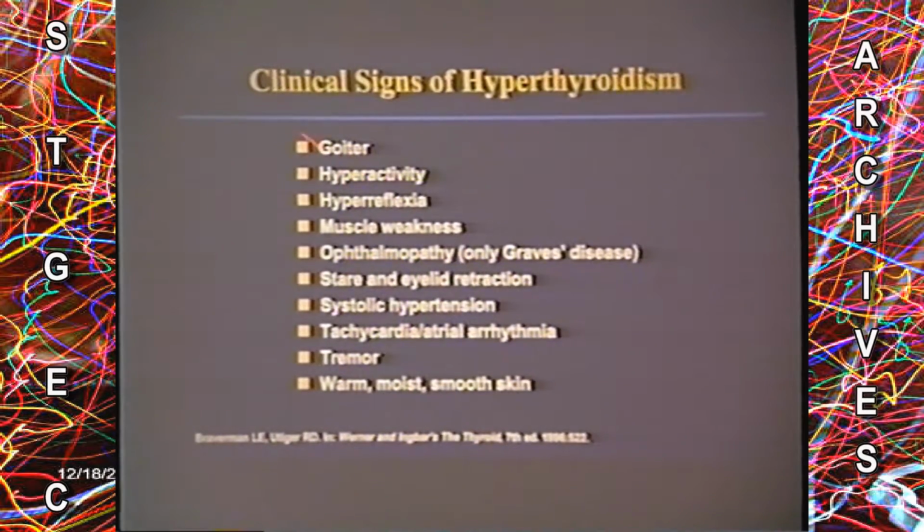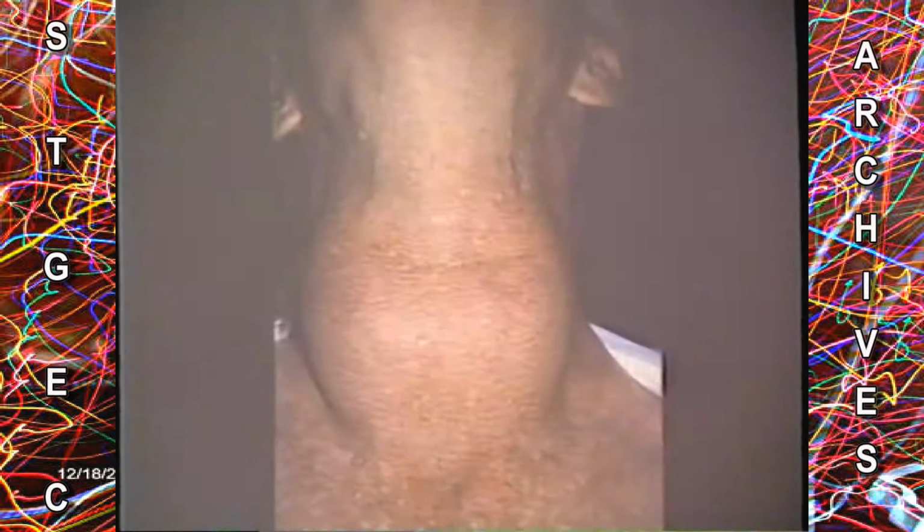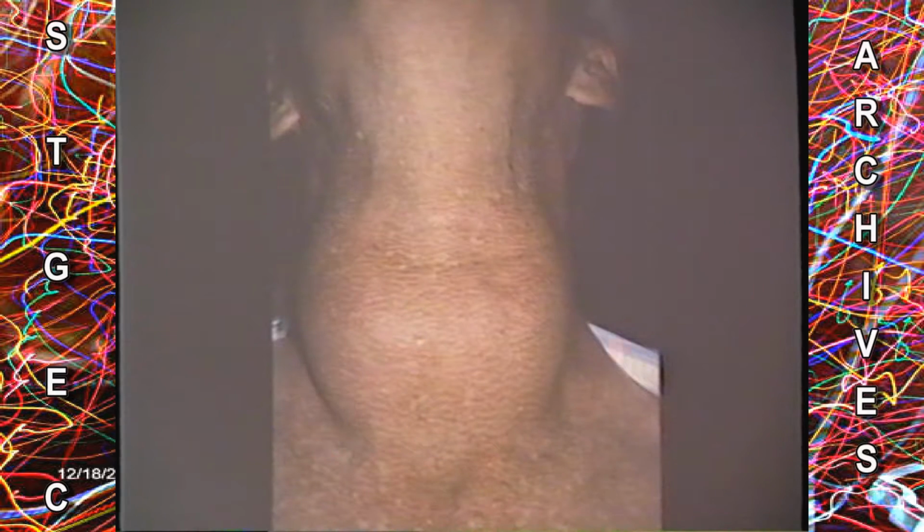So clinical signs: goiter, they're hyperreflexic, they may have muscle weakness because their muscles are constantly on demand. They can have hypertension, tremor, and cardiac arrhythmia. Okay, because the heart cannot sustain the stimulation. Again, this is a goiter. So this is described as a symmetric goiter. This is much, much, much larger. This is easily 5 to 10 times normal thyroid gland.